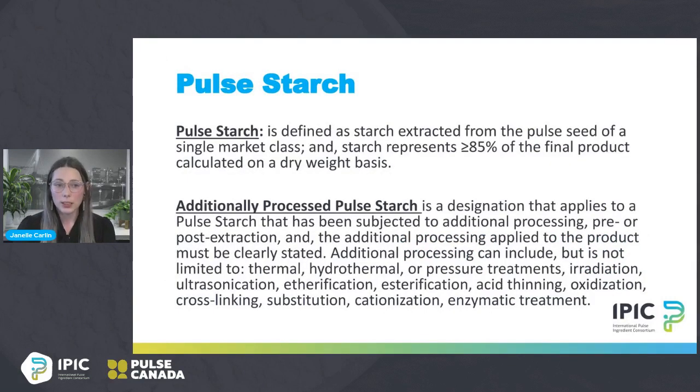Looking at pulse starches here, there's only one definition for pulse starches, and this is defined as the starch that's been specifically extracted from the pulse seed and representing greater than 85% of the final product calculated on a dry weight basis. Similar to the protein ingredients here, we have that designation of additionally processed, where you have to indicate whether it's been treated. In the starch industry, there's lots of different modifications that have been evaluated, things like hydrothermal treatments, cross-linking, catenization, oxidization, as you can see in the list on this slide.